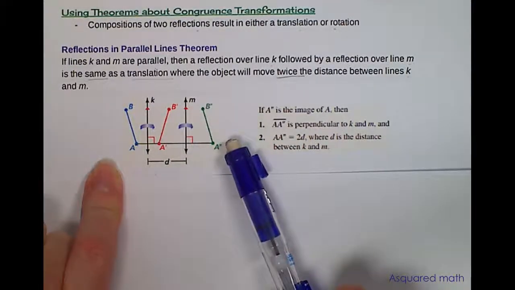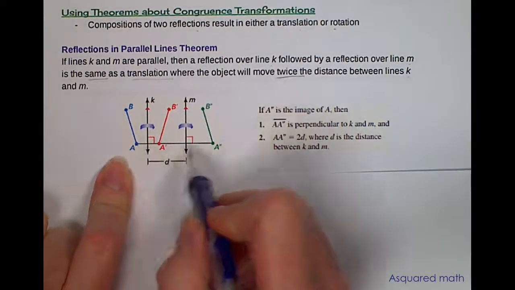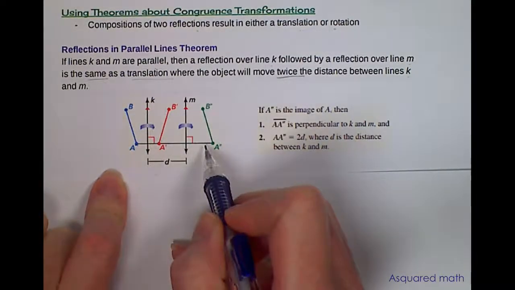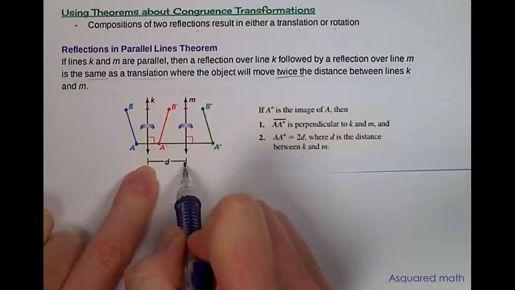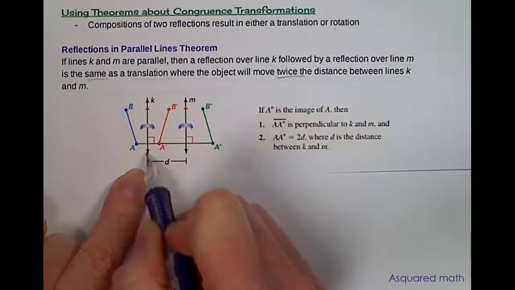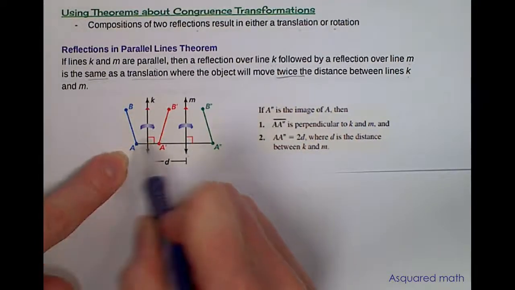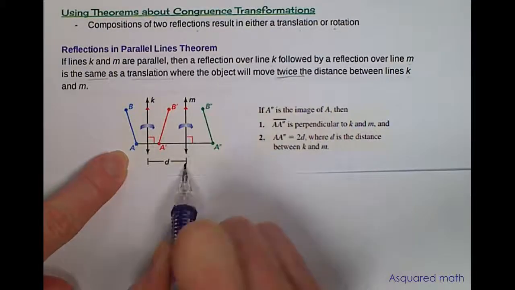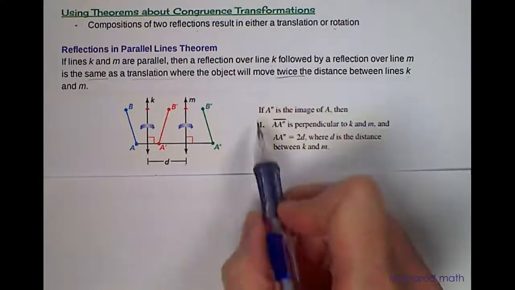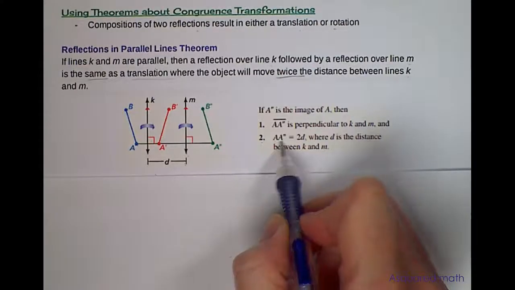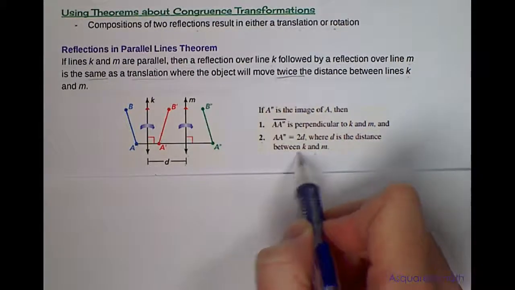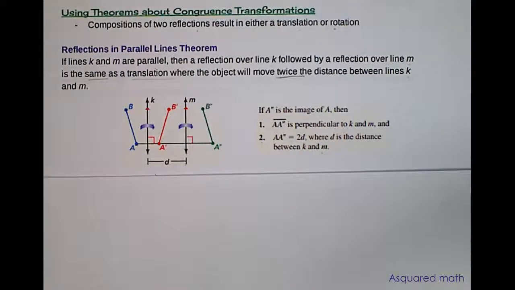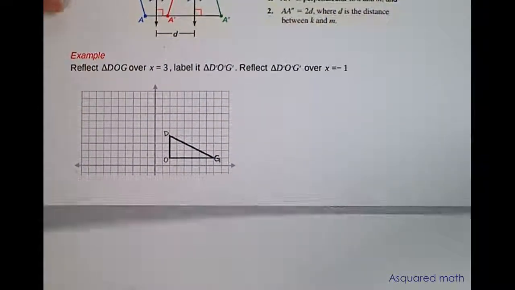We can figure out this total translation without having to do any counting or crazy math if we know the distance between lines K and M. If we know this distance here, then the distance between A and A double prime is twice that distance. Step 2 says take a look at A double prime, and it is 2 times the distance between lines K and M. Let's do an example with a figure, something a little bit more complicated than just a line.